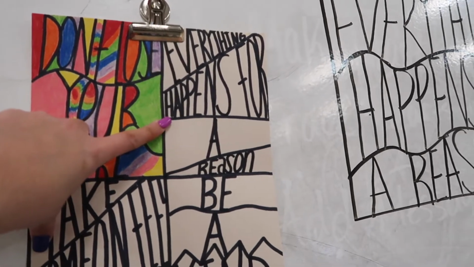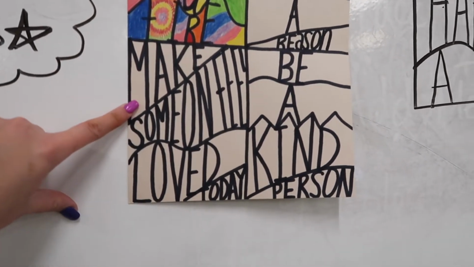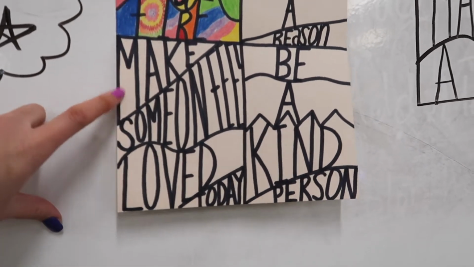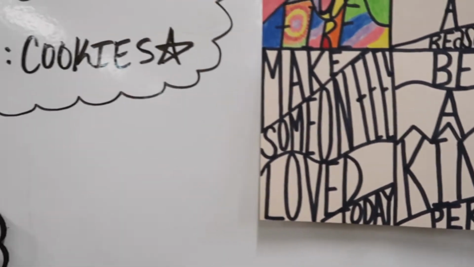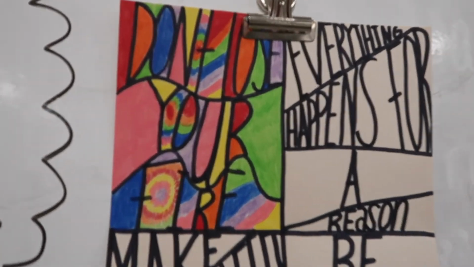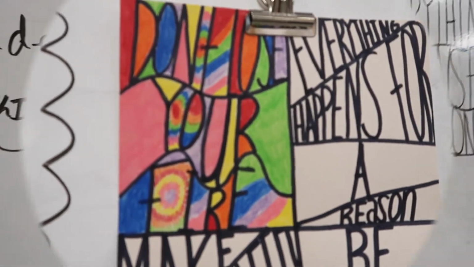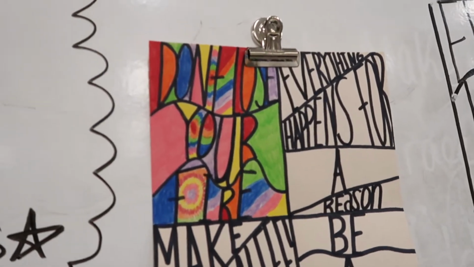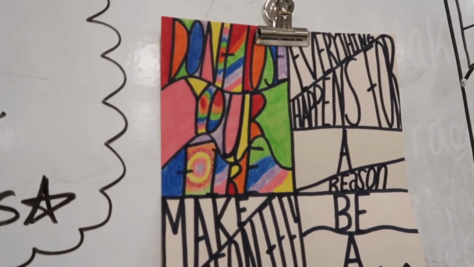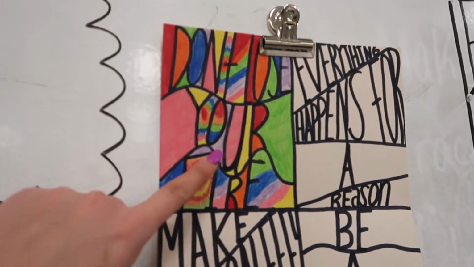This one says, everything happens for a reason. Make someone feel loved today, and be a kind person. And then they just go and shade it in different colors. You want it to kind of be bright looking. You want it to be like bright colors, so you don't want to use like black or anything, or you can do like patterns like I did.